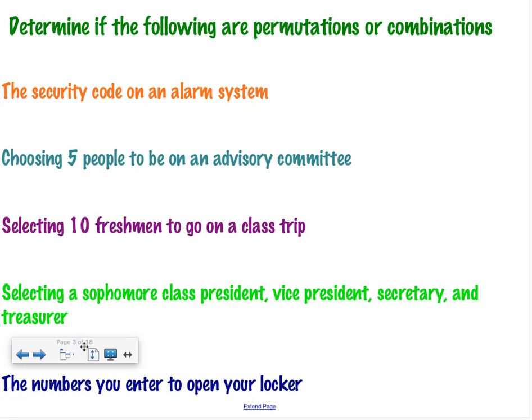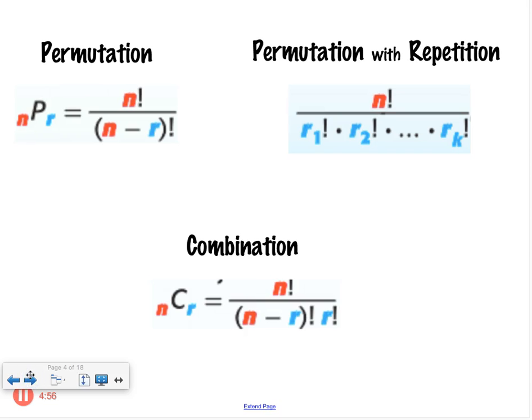The numbers you enter to open your locker. Permutation. Combination. It's a locker combination. Why do they call it a combination if it's not a combination? That is a good one, but we care about the order. If you did use your locker, you would care.